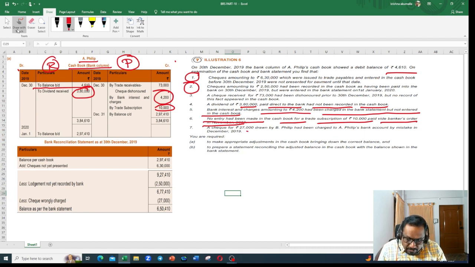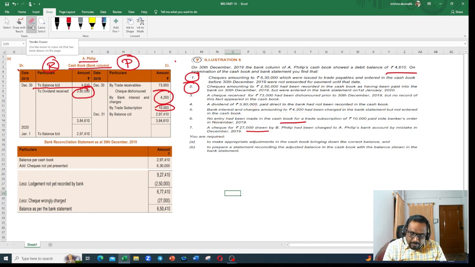Next, a check of 27,000 drawn by B. Philip has been charged to A. Philip's bank account by mistake in December 2018. Who made this mistake? Not us. B. Philip has issued the check. The banker has to record that in B. Philip's account. But what did the banker do? By mistake they recorded it in A. Philip's account. So it is not our mistake. If it is not our mistake, why should I rectify my adjusted cash book? I don't need to adjust. So ignore this point for adjusted cash book purposes, but we will record it as a part of our reconciliation. Are you clear now? So now let us understand how to balance this cash book.